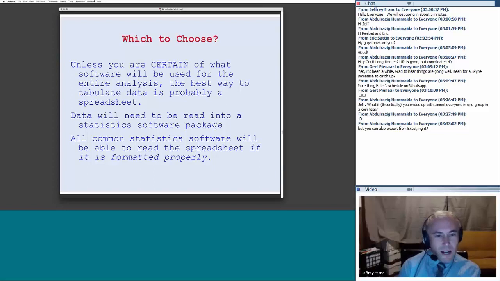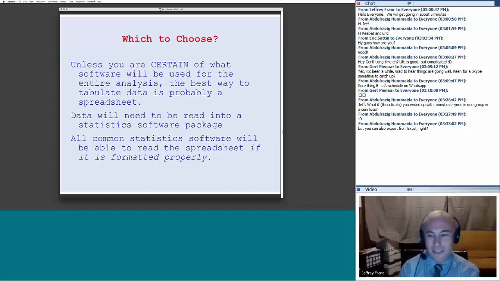So this is what I recommend. Unless you are certain of which software will be used for the entire analysis, the best way to tabulate your data is probably on a spreadsheet. Okay? And then this data will need to be read into a statistics software package.